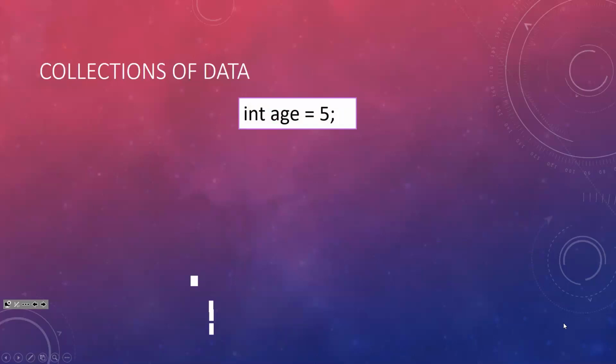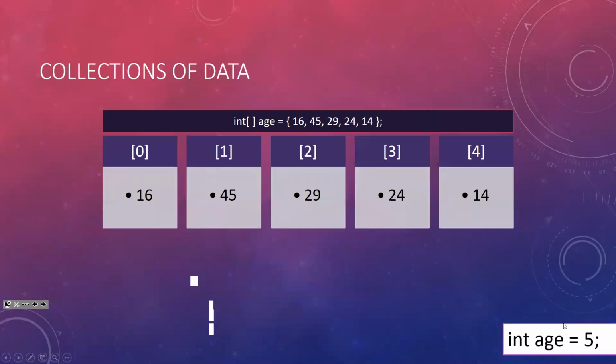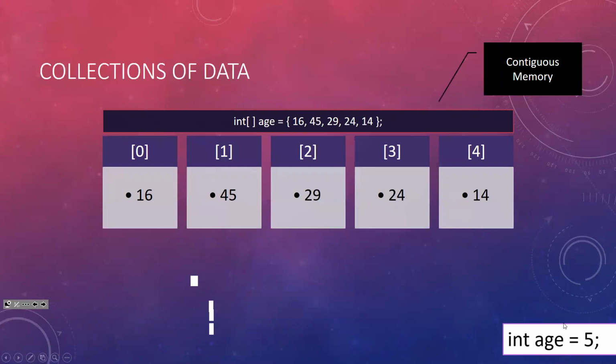Here I have an integer that's set to 5. And here's my array of integers. Instead of just having one age integer, now I have an array of integers named age. Now this is an optional syntax. And in this syntax, I told C# I want an array of integers. So I use the int keyword with the open and close square brackets, and I want it to be named age. And here are the entries that I want in that array.